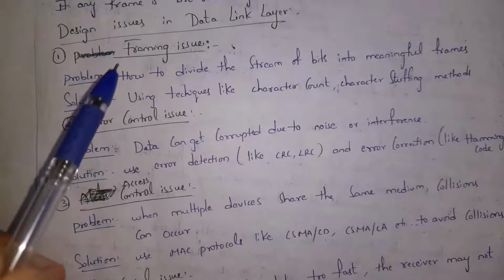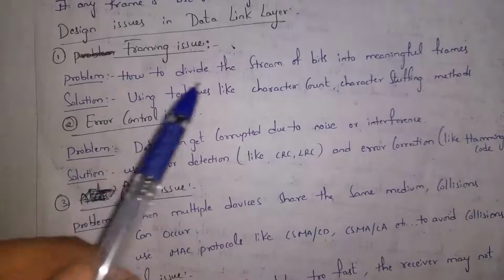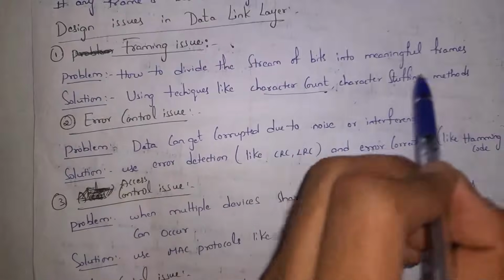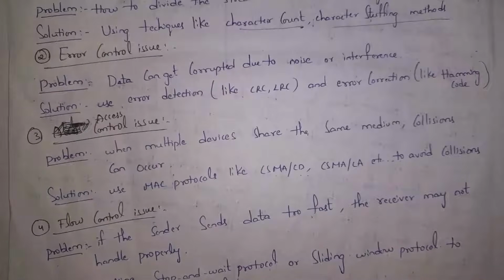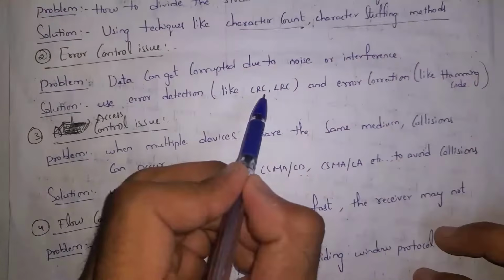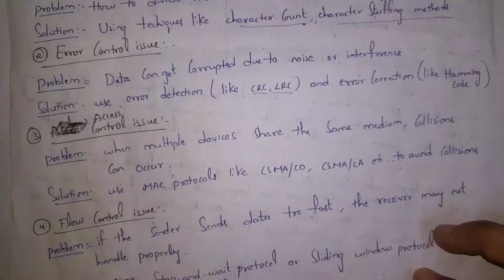Guys, in order to frame our data, the data link layer will use various kinds of techniques like the character count method and the character stuffing method. By using these methods, the data link layer can frame our data meaningfully. And the second one is error control. Due to some noise or interference in the network, the receiver may receive a wrong message. So in order to identify errors in our data, the data link layer will use various kinds of techniques like CRC, LRC, Checksum and VRC. And the data link layer can also correct that error. In order to correct errors, the data link layer will use a technique like the Hamming code method.